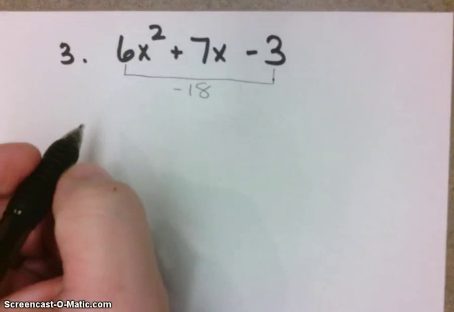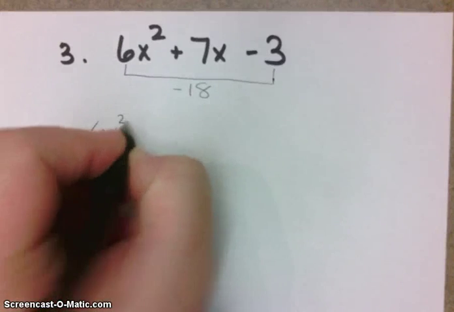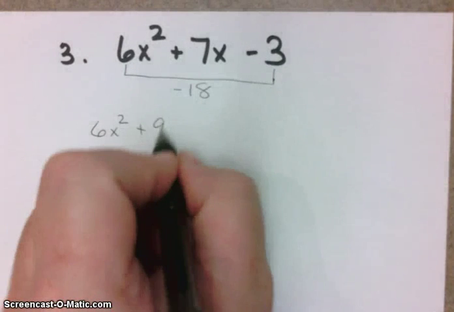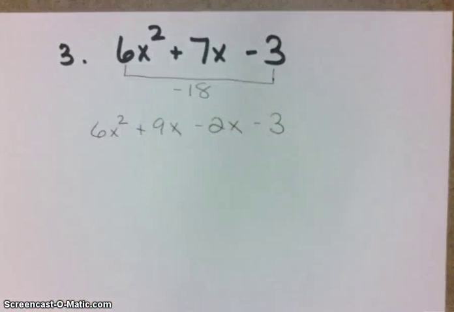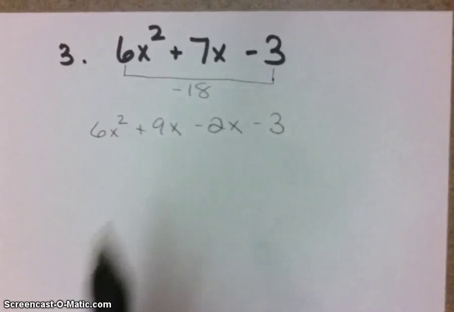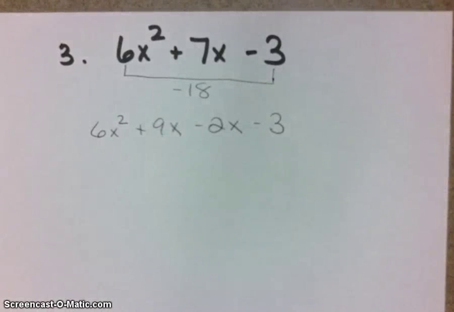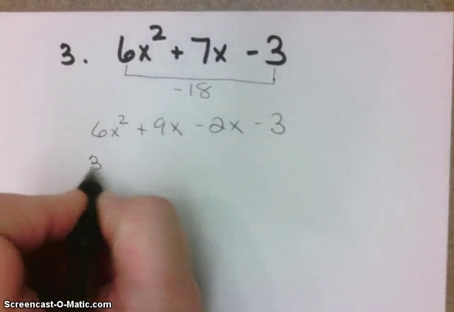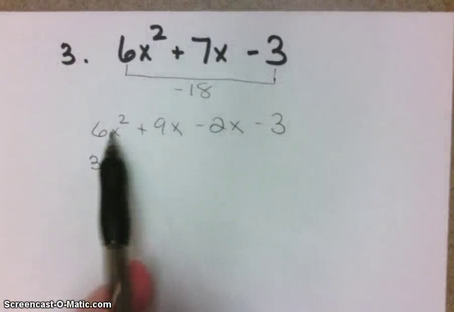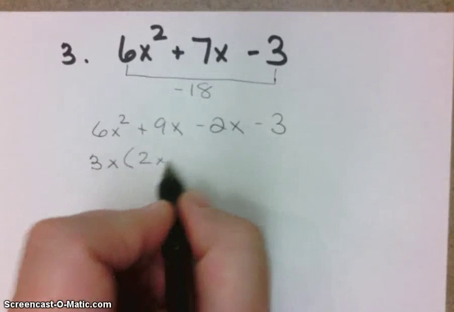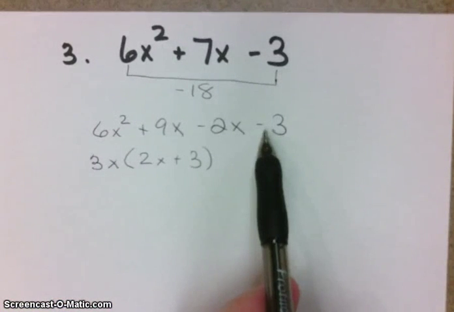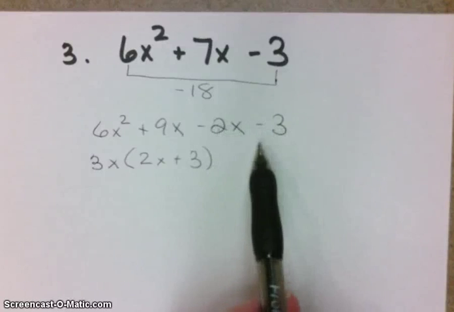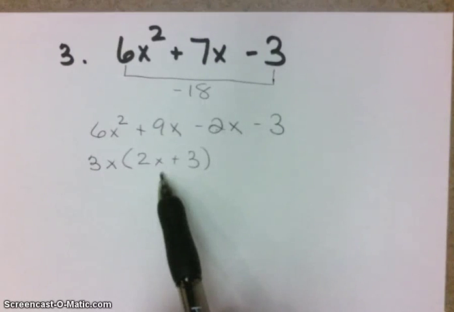So here is how we're going to set this up. 6x squared plus 9x minus 2x, and then we've got this minus 3 on the end. And now we're going to try to factor by grouping. So we're going to take the common 3x that exists in these two terms out and get that beautiful 2x plus 3. Look at that, we're really close. And so in these two terms, we want them to look like this. We want them to be 2x plus 3. They're close, but not quite.